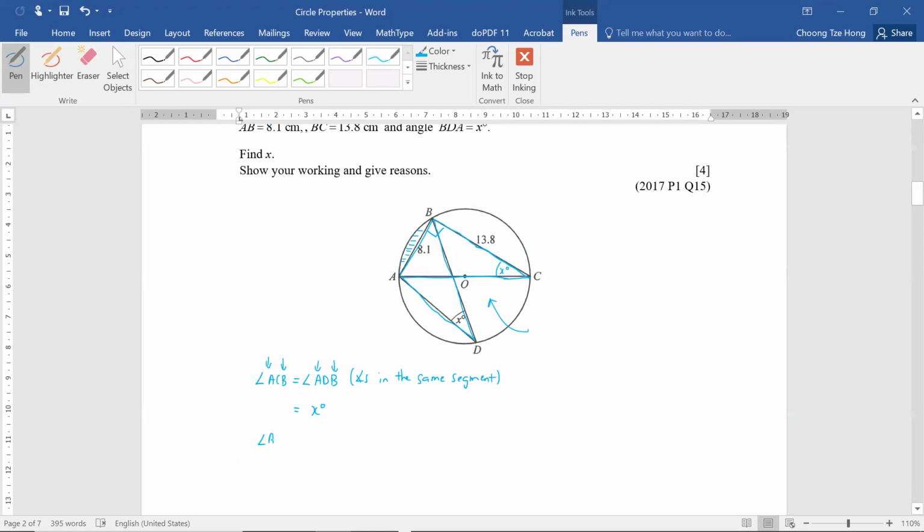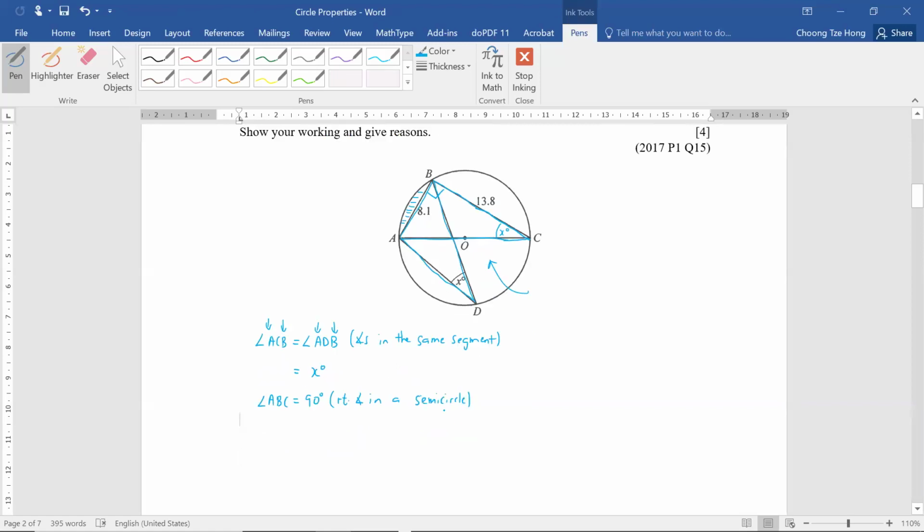Once we have identified the right angle at ABC, we will be able to apply trigo ratio already. Angle ABC equals 90 degrees, a right angle in a semicircle. Hence we can conclude that triangle ABC is a right angled triangle. Since it's a right angled triangle, then we can apply trigo ratio.